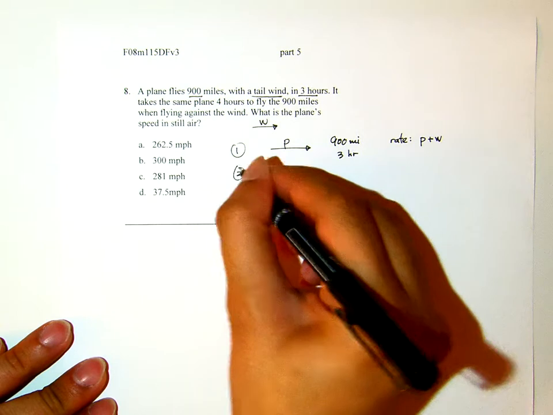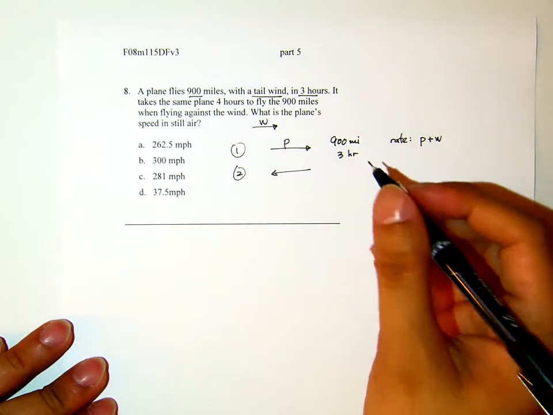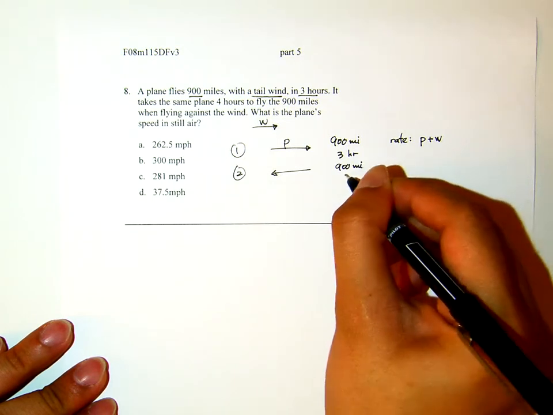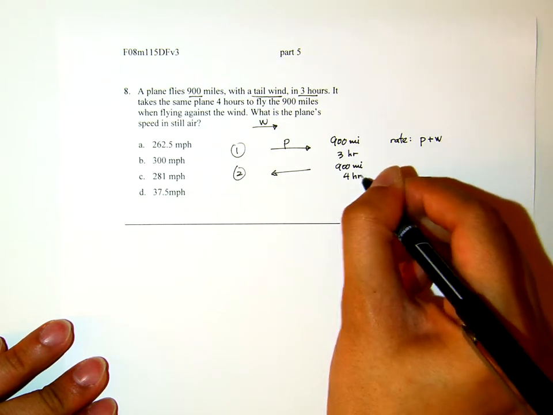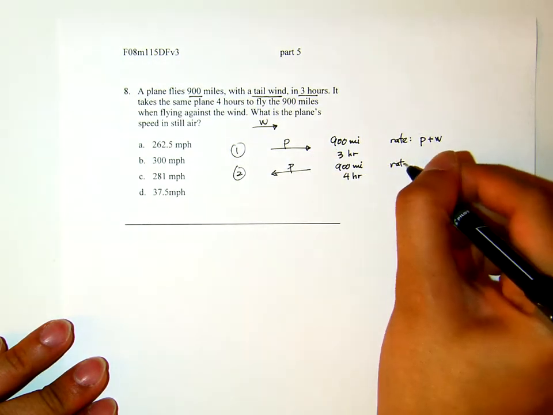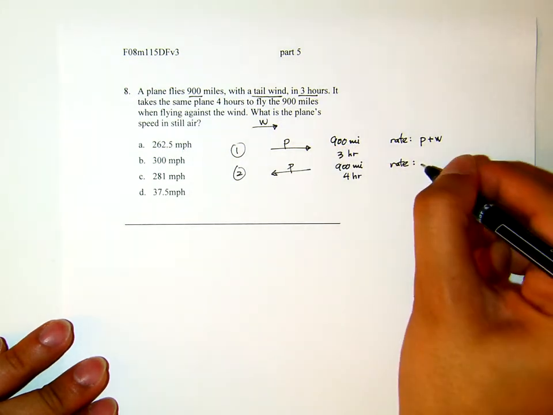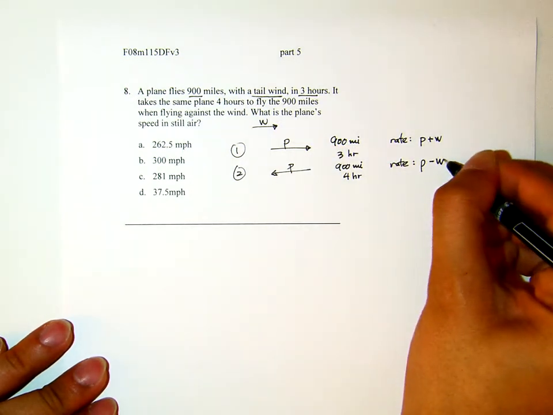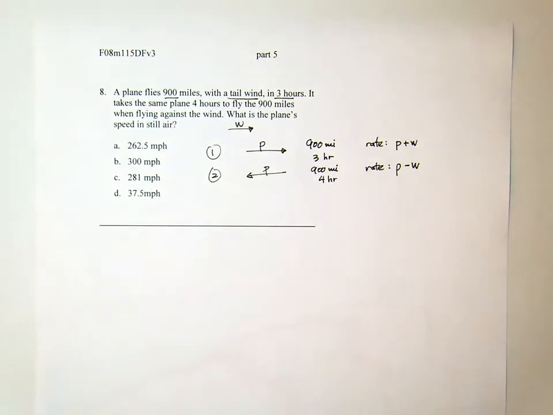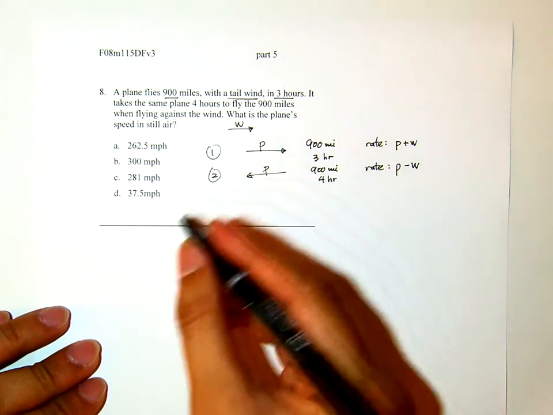Now, when the plane goes back against the wind, it travels that 900 miles in 4 hours. Therefore, you can see that, of course, because it goes against the wind, the speed of the plane will be reduced by the speed of the wind. Now, let's see. The question here is, what is the plane speed in still air?